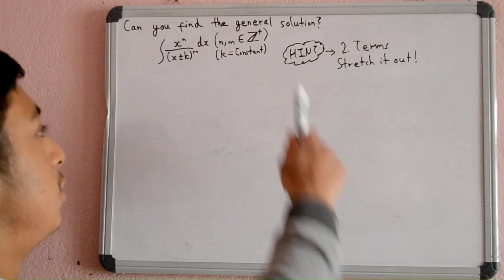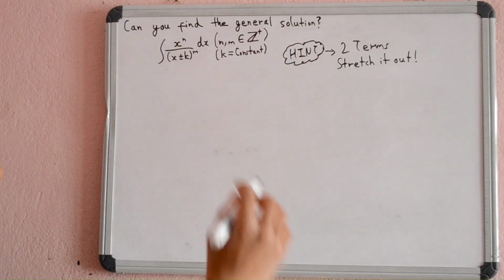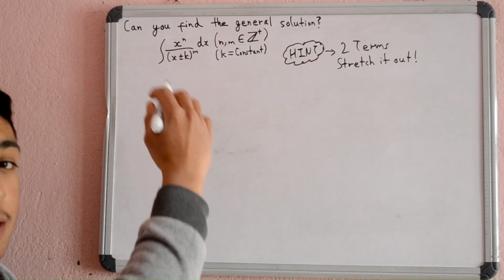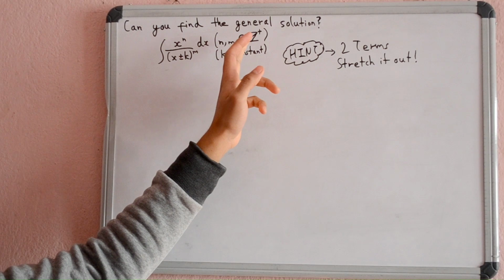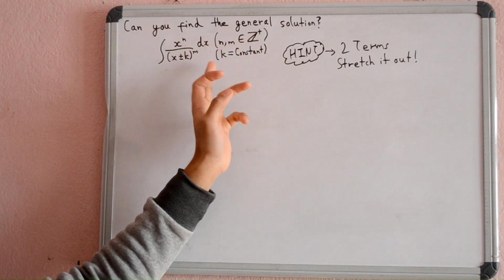Hello guys, let's find a general solution for this integral right here. x to the power n by x plus minus k, whole to the power m, dx, where n and m are positive integers, so positive integer powers, and k is a constant.